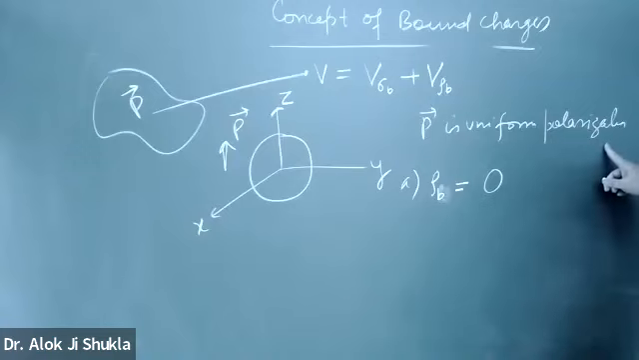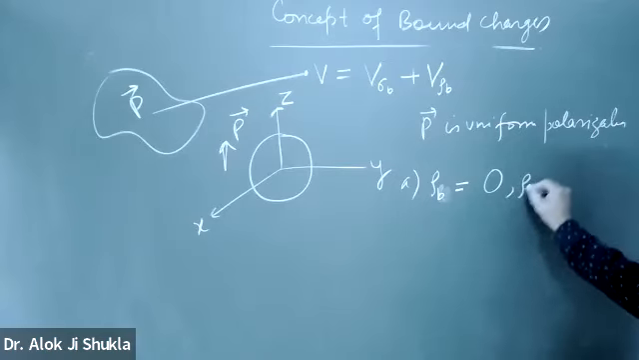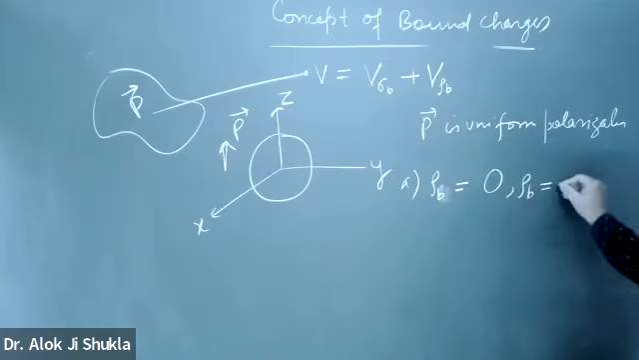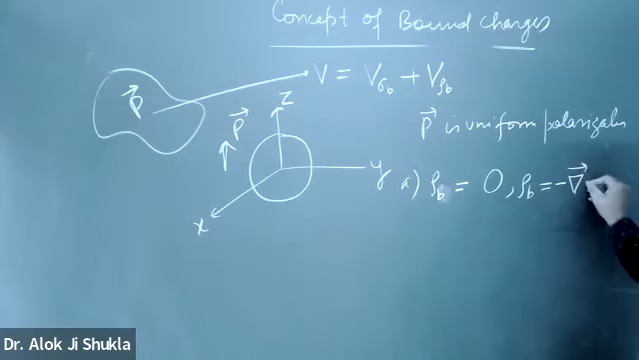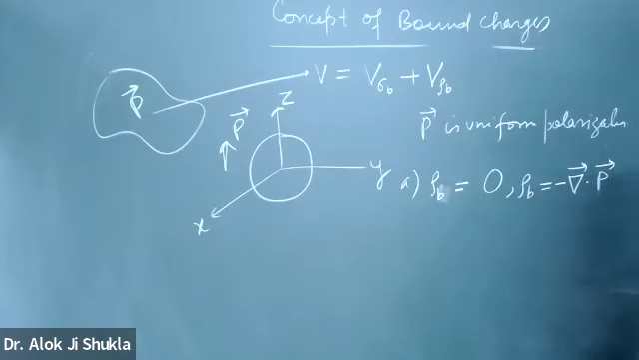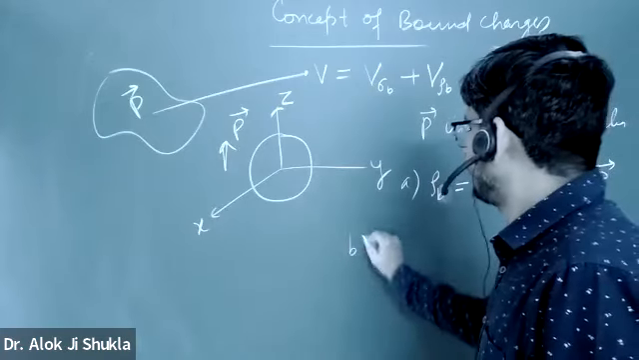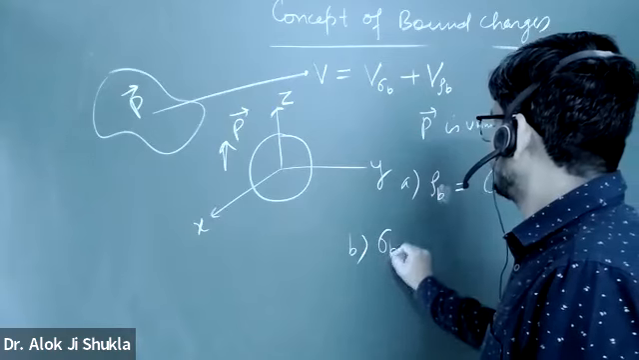This is a uniformly polarized sphere. So what will be rho bound? It will be minus del dot P bar, which, because P is uniform, will give 0. What is sigma B?